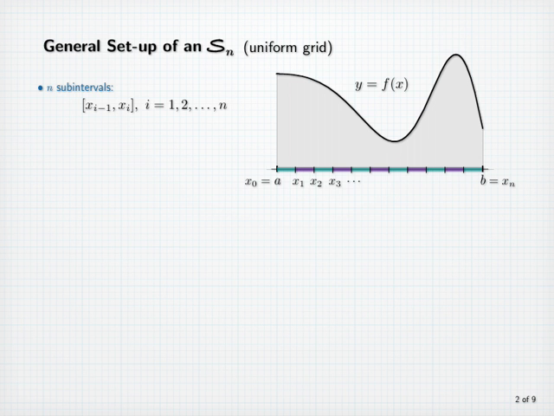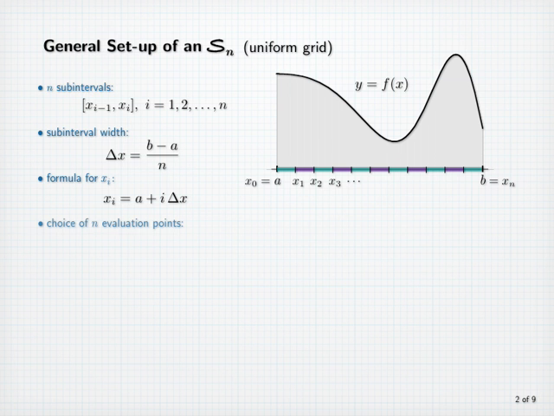Each one has the form [x sub i minus 1, xi], where i goes from 1 to n. So in other words, we have intervals x0 to x1, x1 to x2, x2 to x3, and so forth. Each of those subintervals has the same width. We'll call that width delta x, and it's equal to the total width of the interval, b minus a, divided by n. We can also give a formula for x sub i. X sub i is equal to a plus i times delta x. So x0 is equal to a plus 0 delta x, x1 is a plus 1 delta x, x2 is a plus 2 delta x, and so on.